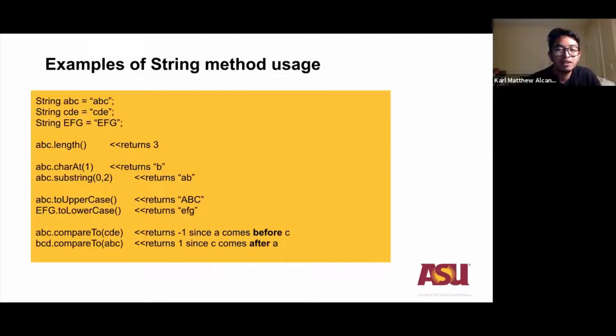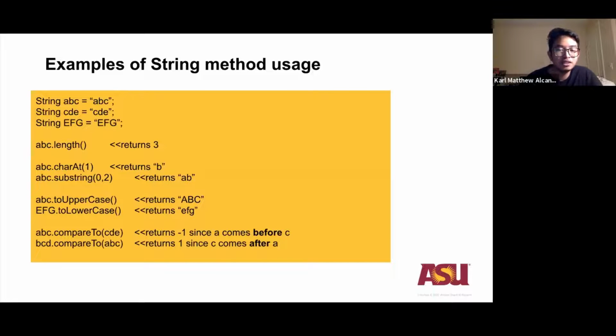ABC.charAt(1) returns the letter B. The index always starts off at 0, or usually does. So for the string ABC, letter A is index 0, and letter B is at index 1. This is why when we call the method charAt for ABC, it returns B.